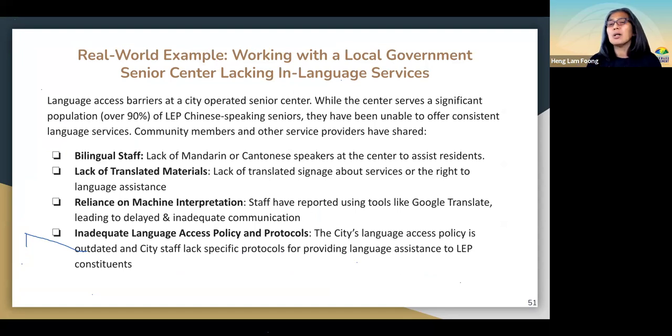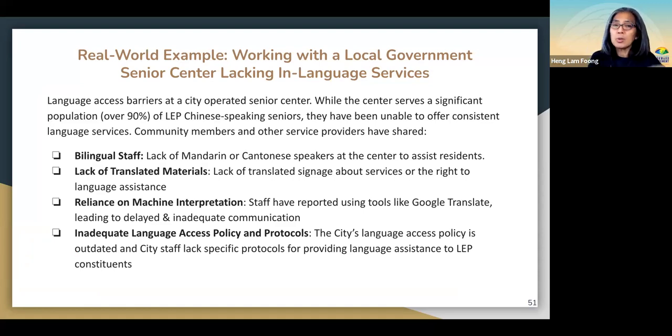Next slide, please. Okay, so this is another example that we're seeing on the ground, and I'd love to hear from you in terms of what you would do if you lived in this community and you're working with the senior center. This example is about language barriers at a city-operated senior center. While the center serves a significant population, over 90% of LEP Chinese-speaking seniors, they've been unable to offer consistent language services.